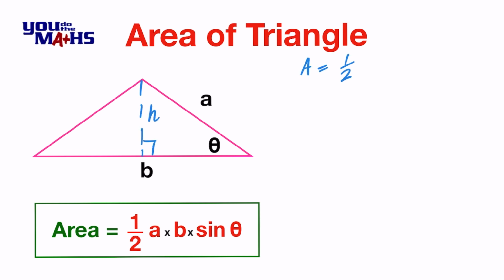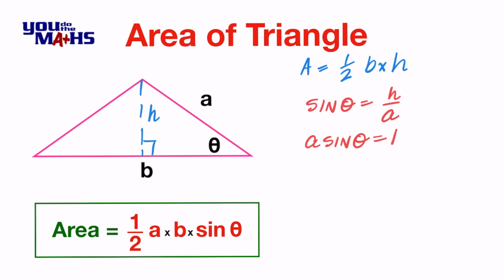And our basic formula is a half base times perpendicular height to give the area. So we need to incorporate the A value somehow. So in the right hand side of our diagram, we know that sine theta is equal to the opposite side, in this case h, over the hypotenuse A. We'll rearrange that by putting the A on the left hand side. So we can substitute that into our area formula for h.